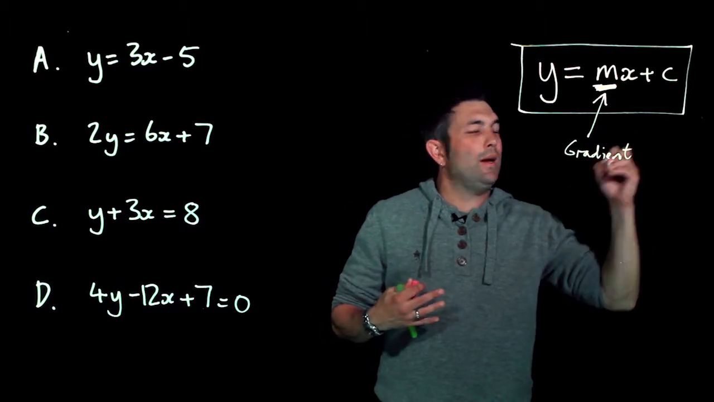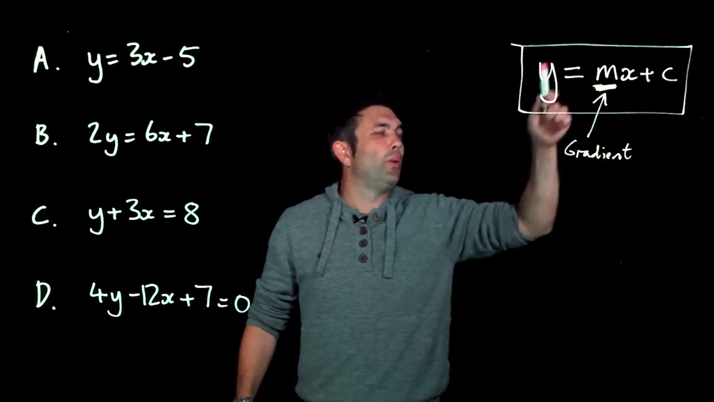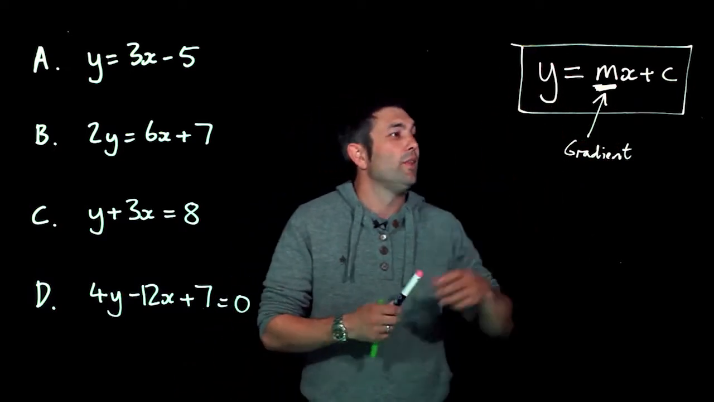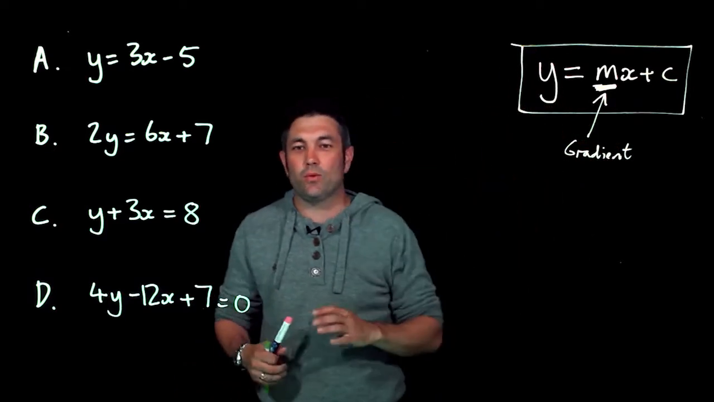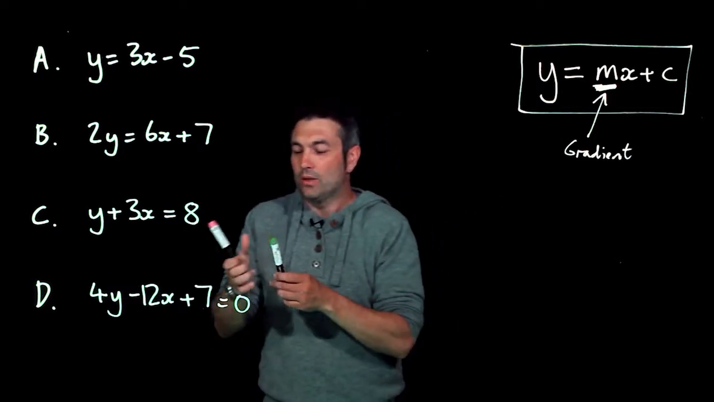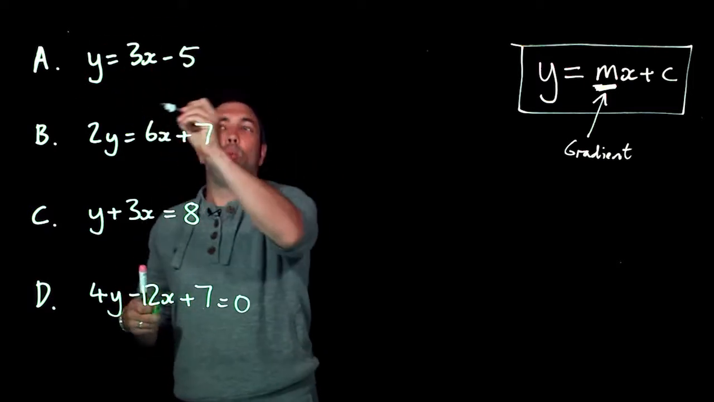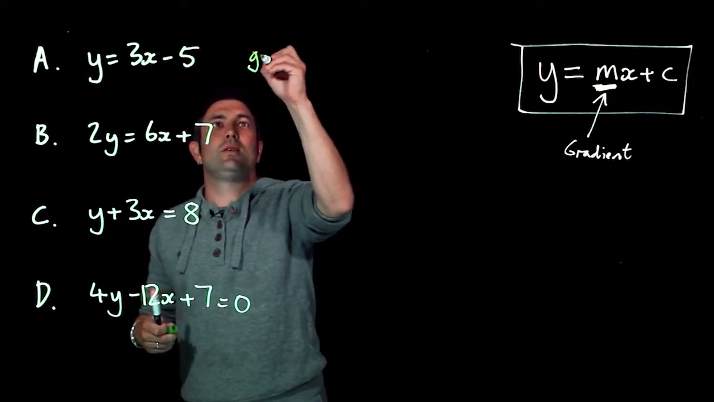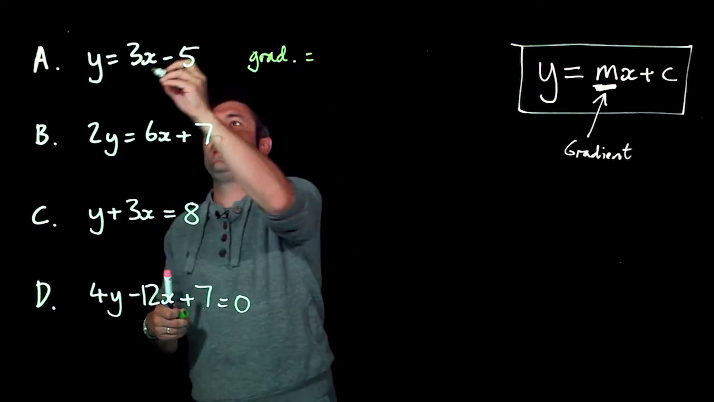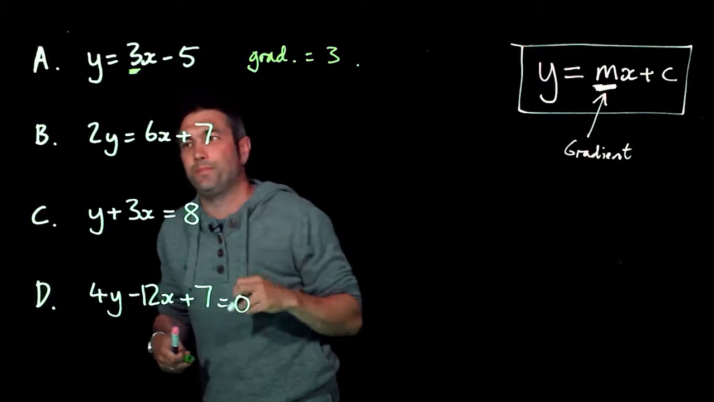So if we can get all of these equations into the form y equals mx plus c, then we should be able to tell which ones have the same gradient, or the same slope, and therefore they are parallel. So this one is already in the form y equals mx plus c, and the gradient of this one is what? It is 3, because 3 is the number next to x.